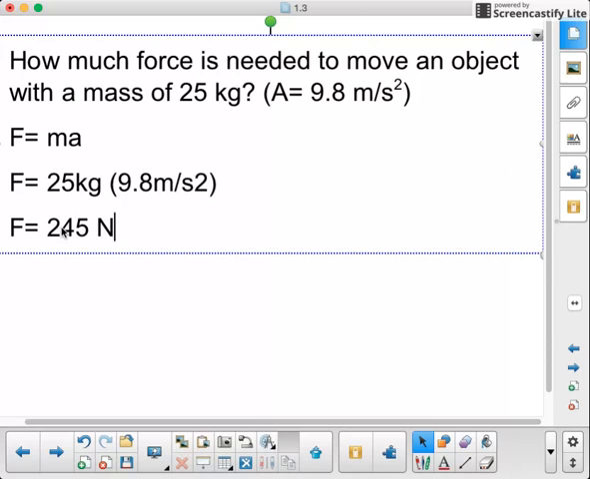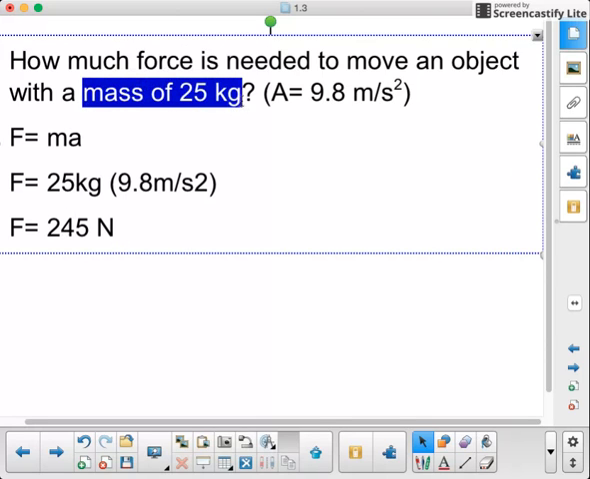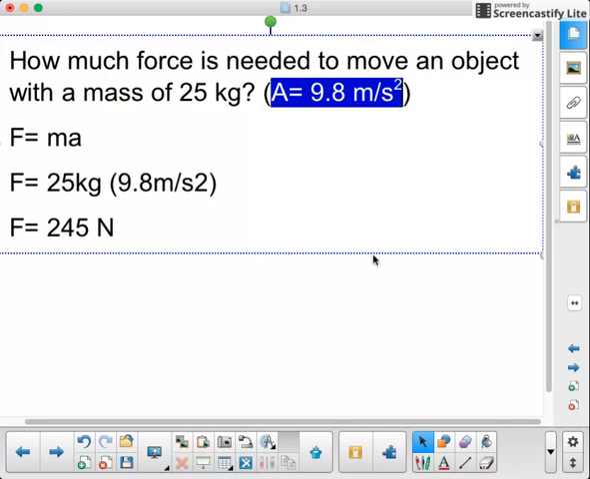So again, we took mass times acceleration. We were told in the problem that mass was 25 kilograms, and on Earth's surface, acceleration due to gravity is 9.8 meters per second squared. Kilograms times meters per second squared gives us a label of newtons, and that's explained in both the digital lesson and the workbook. Those are the notes for Module 1, Unit 1, Lesson 3.